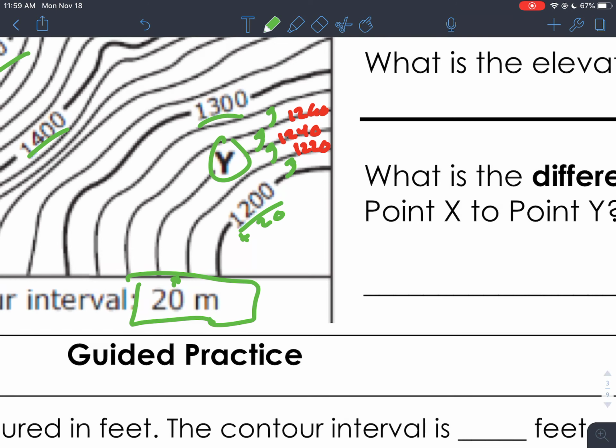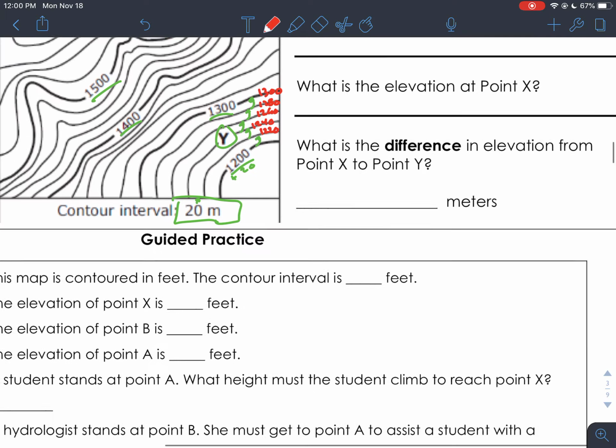I was at 1,260. I gained 20. That's my interval. I'm at 1,280. And here's a good place to stop and check yourself if you've been doing your math right. If I add 20 more, I'm getting back to a line that was already marked on the map. 1,280 plus 20 is 1,300, so we did it correctly. That means you did your math correctly in the right spot, all right?